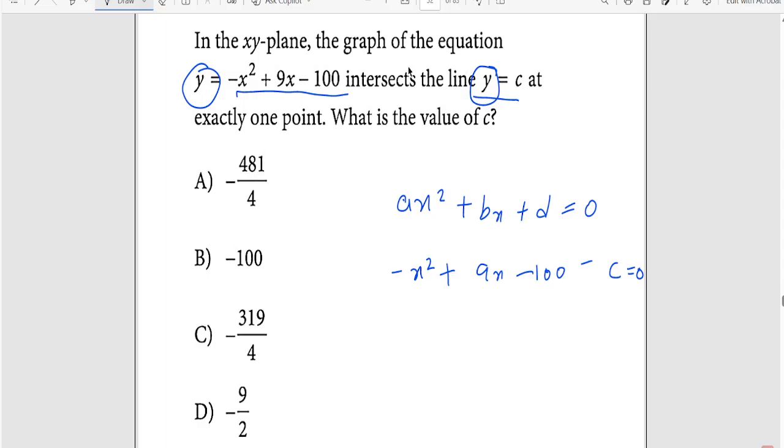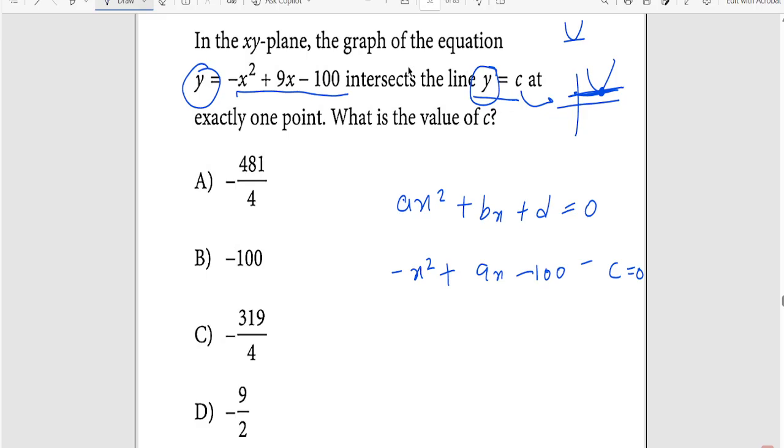Now we can use the discriminant to find the condition of one solution, because the graph of a quadratic equation and a horizontal line y equals c intersect at exactly 1 point when the line is tangent to the parabola. A quadratic equation has a parabola. Suppose this is the horizontal line, so they should be meeting at 1 point, so it will be tangent like this.